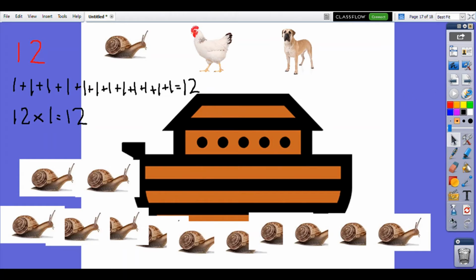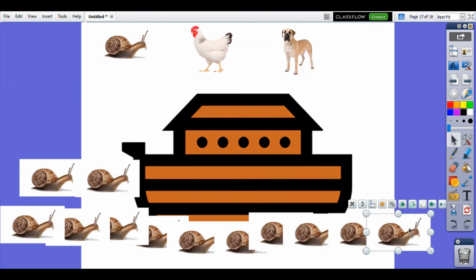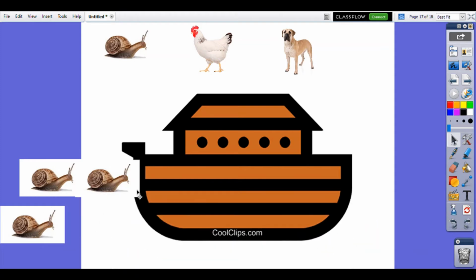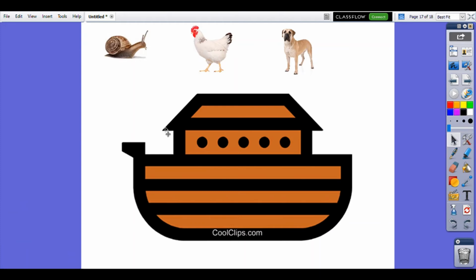Okay, let's start again. I'm just going to have to move these snails away. What about if Noah only had chickens on his boat or only had birds? How many lots of 2 legs would make 12? Oh, I've lost my 12 from the corner. I'll write it back up again. Right, I need 12 legs. How many do I have so far?